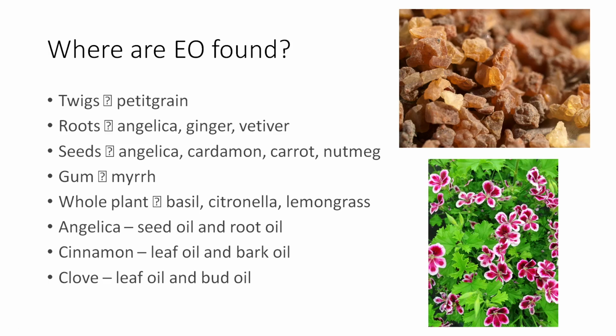So, essential oils could also be found in twigs like in petitgrain, in the roots like angelica, ginger, in seeds like angelica, cardamom, carrot, nutmeg, in gums like myrrh. The gums basically are the resins of plants. This is myrrh and this is citronella, as I said. The whole plant like citronella, lemongrass, angelica, seed oil and root oil, cinnamon, leaf oil and bark oil, cloves, that is leaf oil and bud oil, right.